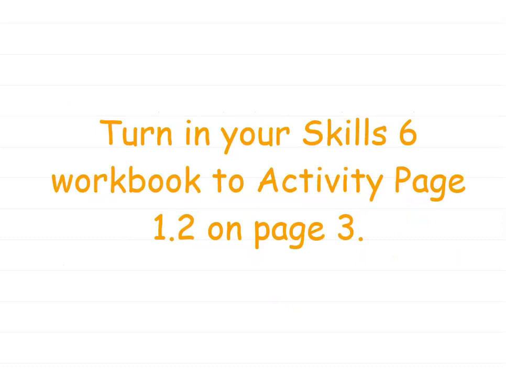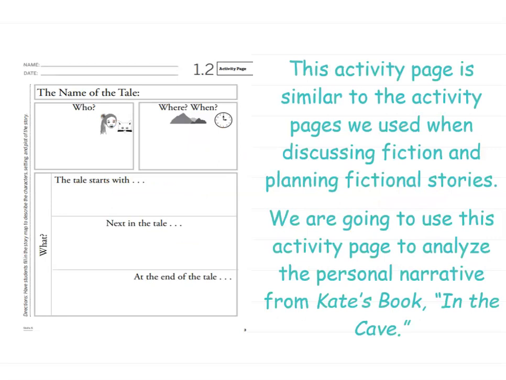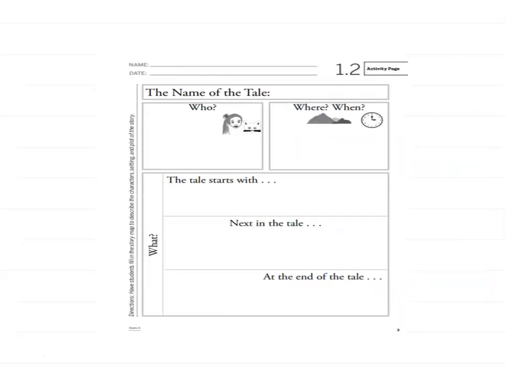Turn in your Skills 6 workbook to activity page 1.2 on page 3. This activity page is similar to the pages we used when discussing fiction and planning fictional stories. We are going to use this activity page to analyze the personal narrative from Kate's book, In the Cave. Go ahead and write your name and today's date. Fill in your chart as I fill in mine. The name of the tale was In the Cave.